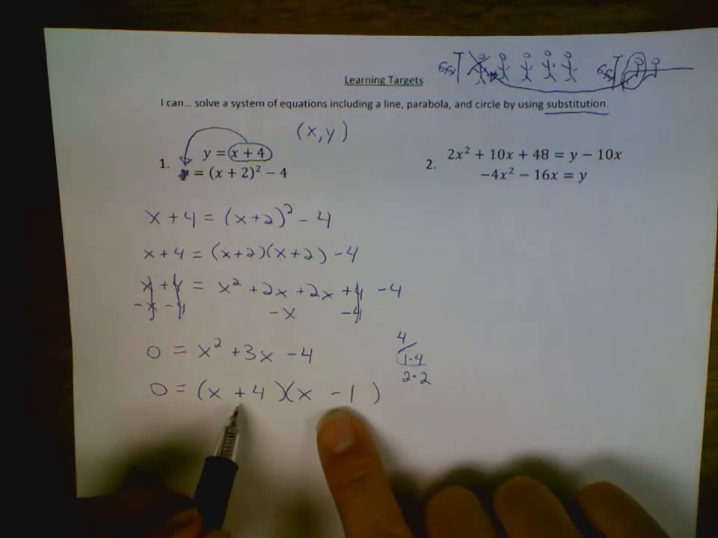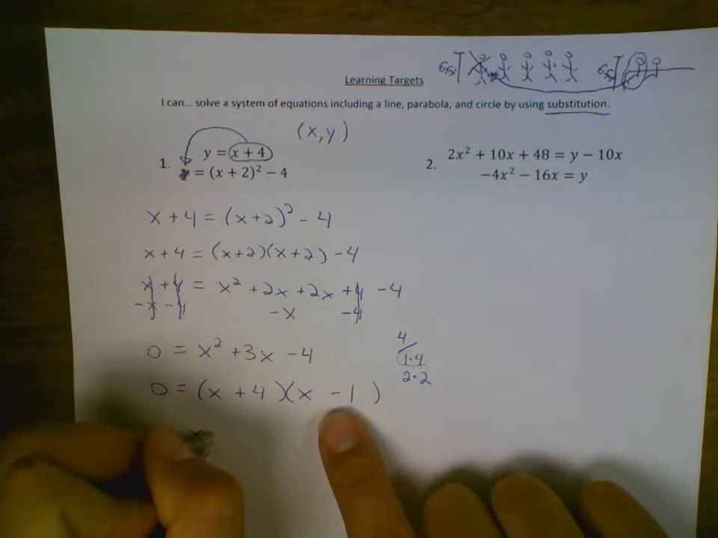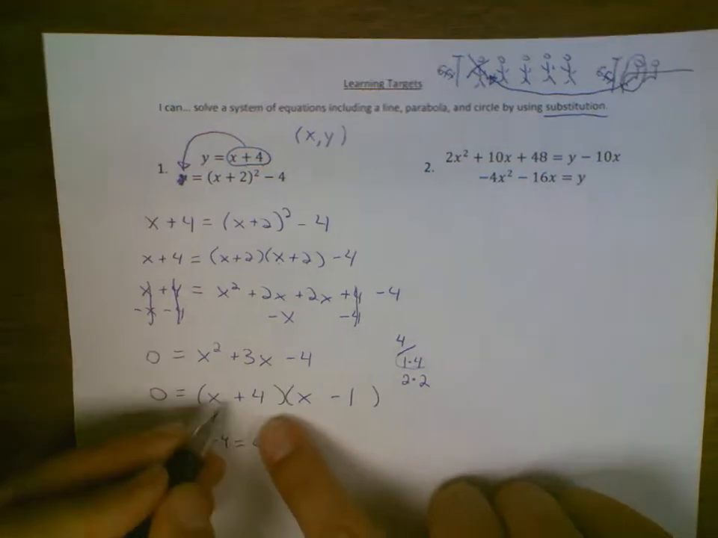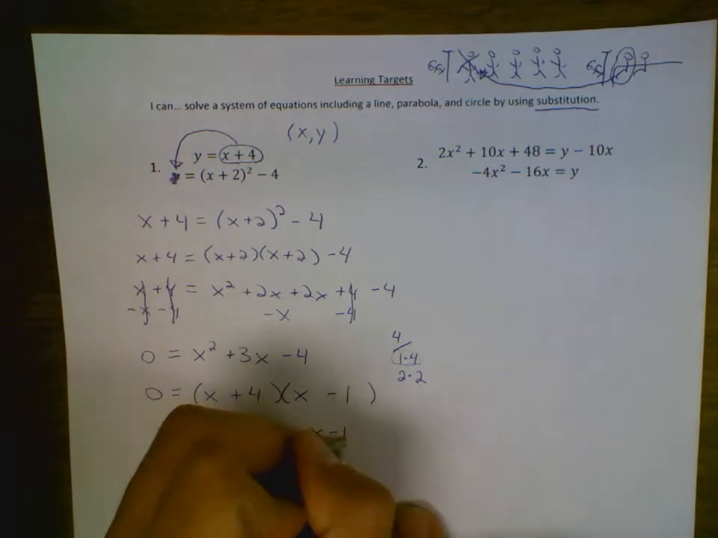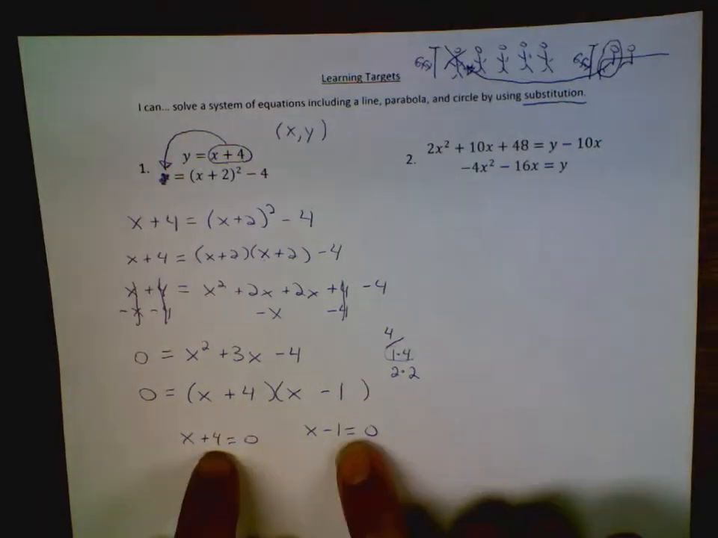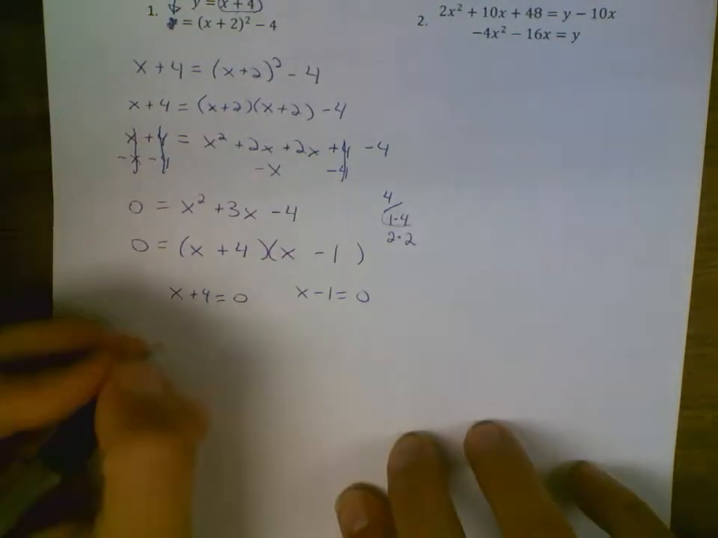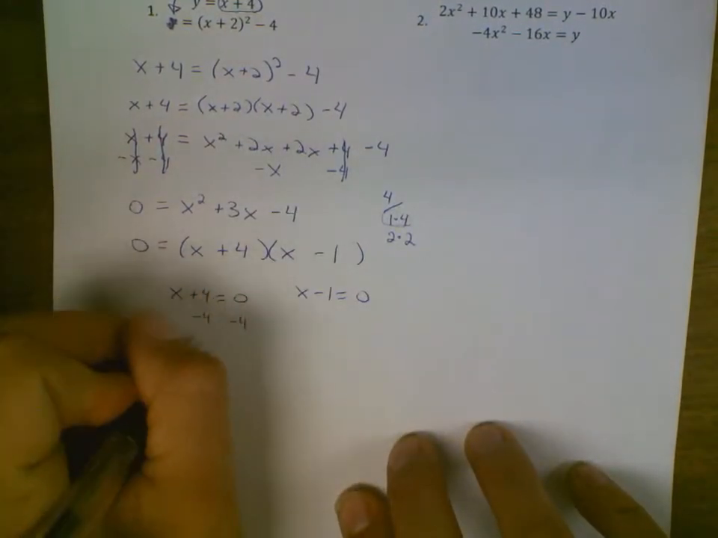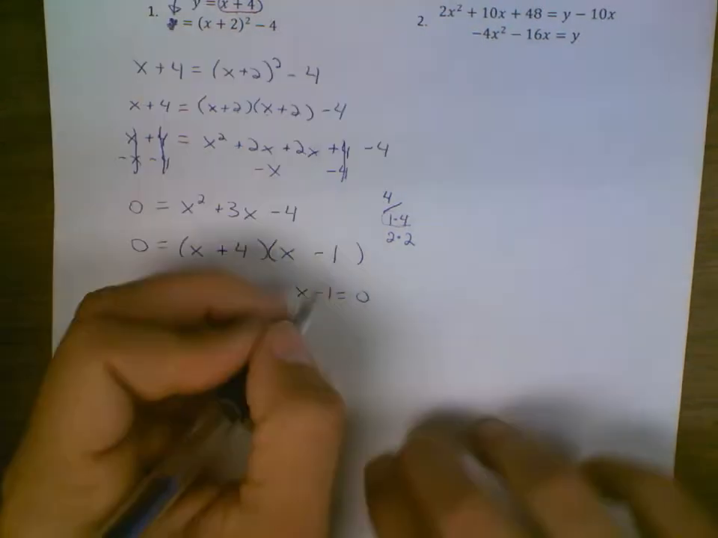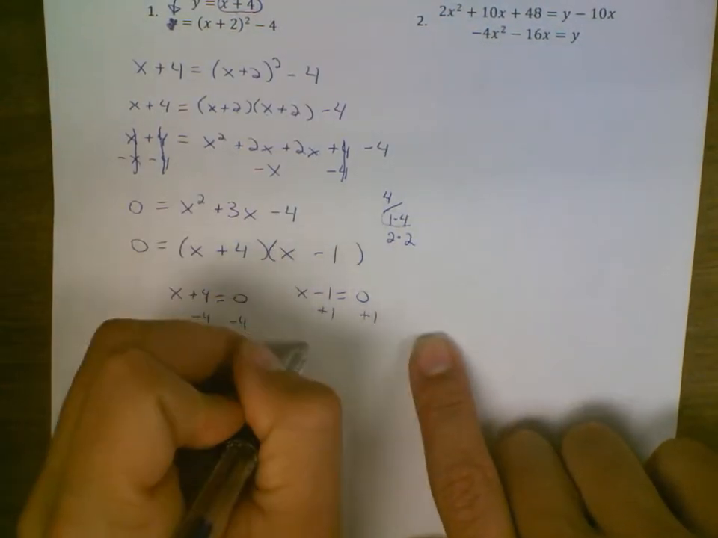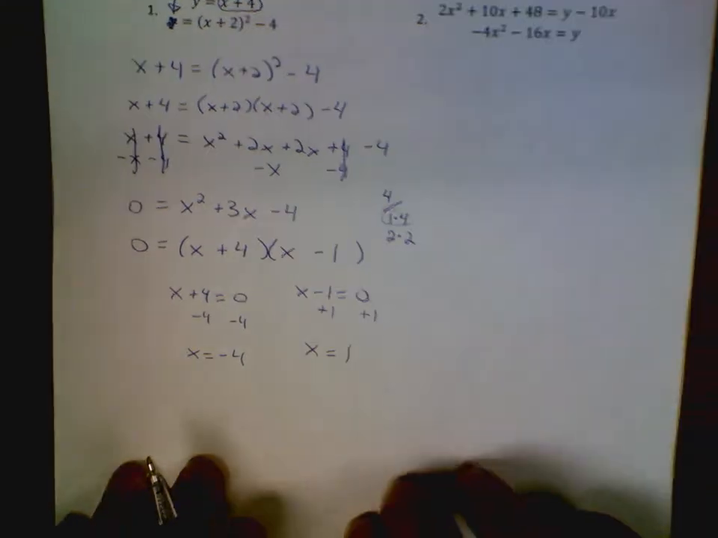Once I have my two factors, remember when we're solving quadratics, you can set your factors equal to 0 because of the zero product property, and then you just solve those. So in this case, I'm going to get x equals negative 4, and then if I add 1, I get x equals 1.